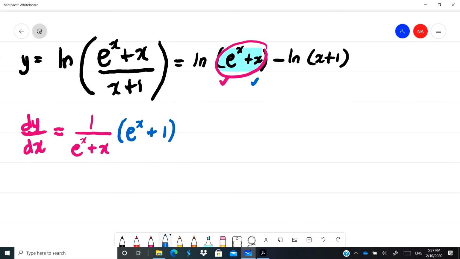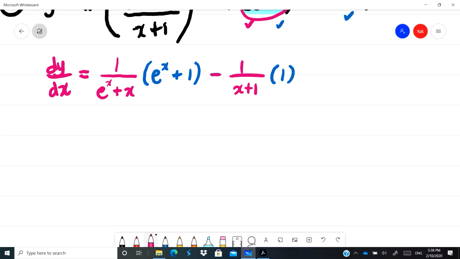You have subtraction in the middle. The next one is to differentiate ln of x plus 1. It will give you 1 over x plus 1. Since you have differentiated the ln, now you differentiate the one inside the bracket. Differentiating x will give you 1, differentiating 1 will give you 0, so just write 1 there. You can simplify this, so this will give you e to the power of x plus 1 over e to the power of x plus x, minus 1 over x plus 1. Leave your answer like this also.